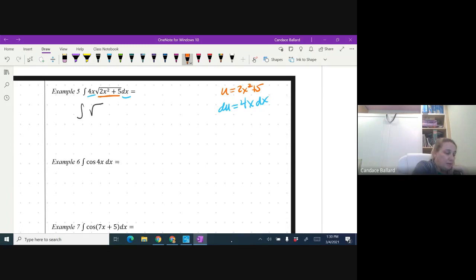Okay, so for the 2x squared plus 5, we're going to put in that u. For the 4x dx, we're going to put in a du. Okay, and again, I'm going to convert to that fractional exponent.